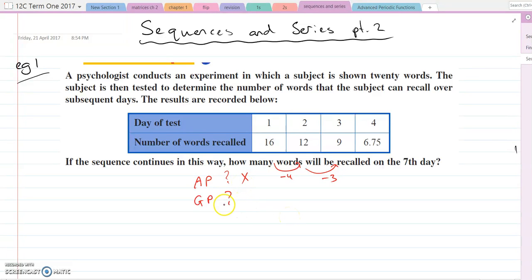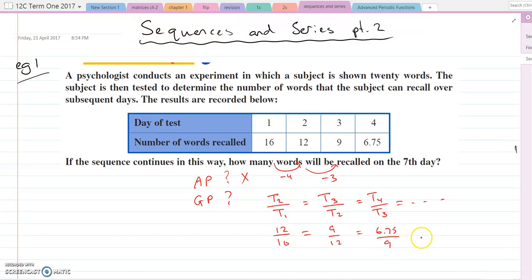If it's to be a geometric progression, the ratio has to be the same. That means T2 over T1 has to equal T3 over T2, which has to equal T4 over T3, etc. Second term over first term: 12 over 16, does that equal 9 over 12? And does that equal 6.75 over 9? If you work it all out, these are all 0.75, so it is a geometric progression.